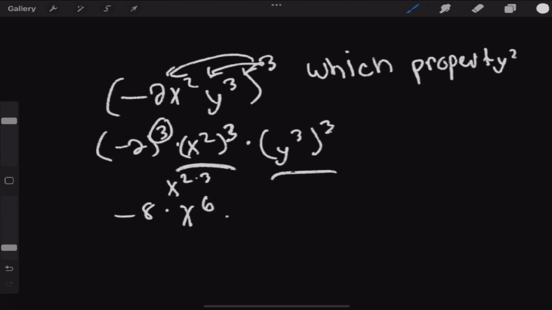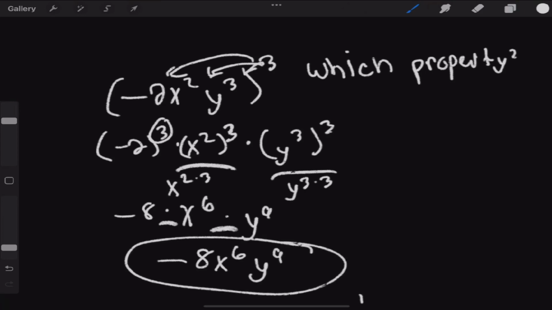And then same with this one, we have y to the 3rd multiplied by 3, or y to the 3rd times 3. So in that case, it's going to be y to the 9th. And because these are all being multiplied by each other, there we go, you have negative 8x to the 6th y to the 9th. And there you go. That'll be your answer.